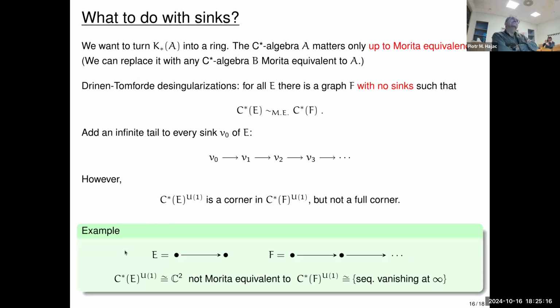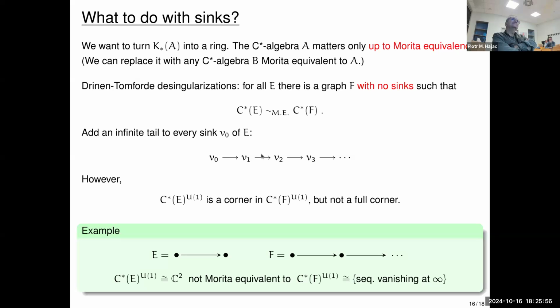Take E, the graph of 2 times 2 matrices, two vertices and one arrow, desingularize it, and you get the graph of the compact operators. Now, what is the core? Here, the core of E is C^2. And the core of F is the sequences of complex numbers in c_0, those which vanish at infinity, a diagonal compact operator. Yes, it is a diagonal compact operator. Clearly, since they are commutative, if they were Morita equivalent, they should be isomorphic, which they are not. So this idea already failed, unfortunately.